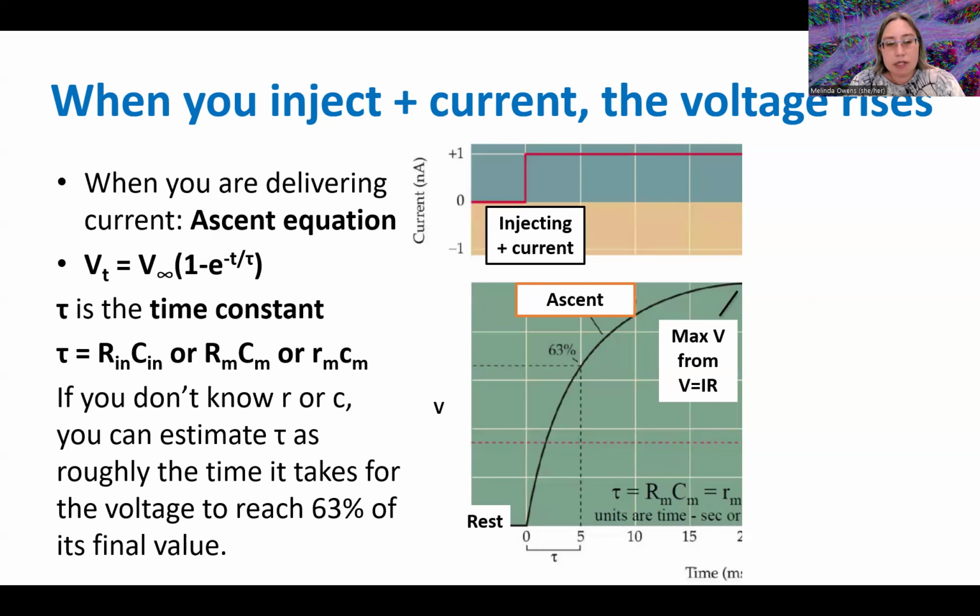Okay. Also, if you don't know R or C, but you do have a graph of what the neuron is doing, you can estimate tau. Tau is going to be roughly the time it takes for the voltage to reach 60% of its final value.